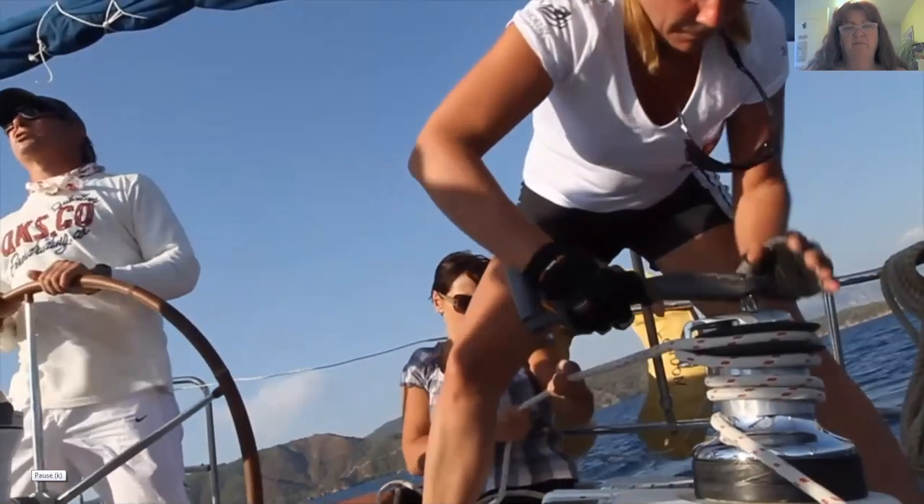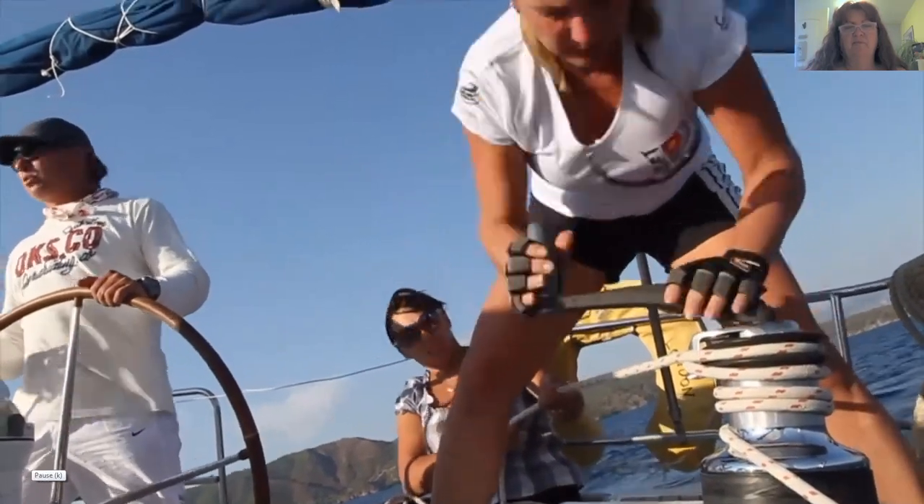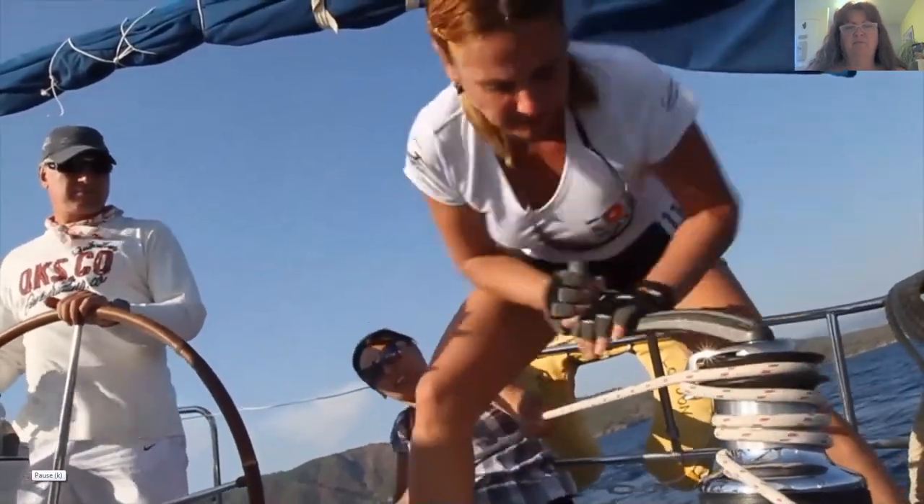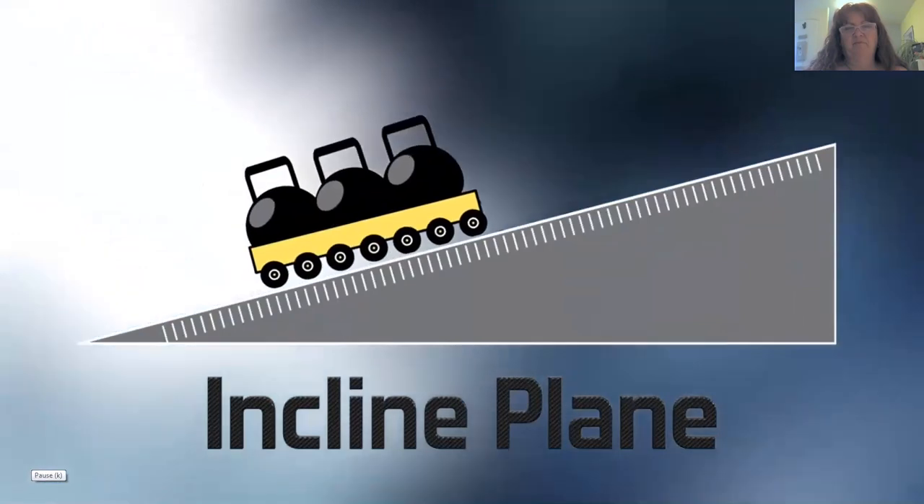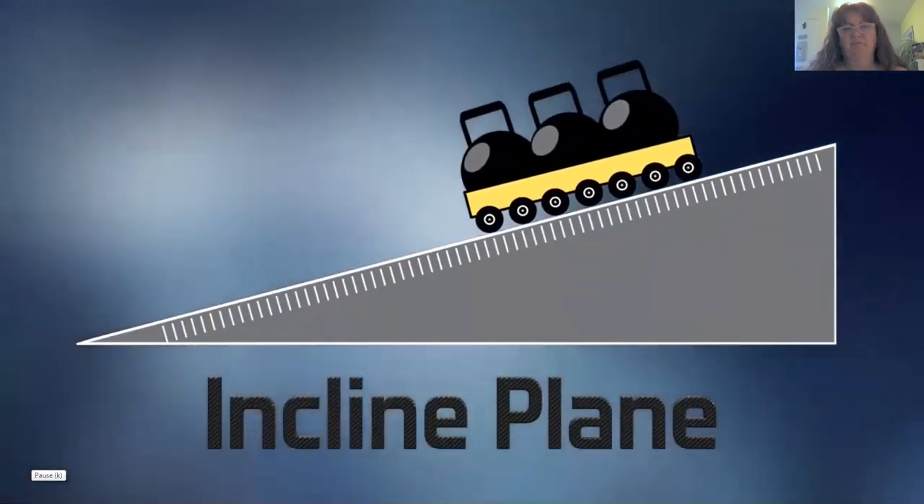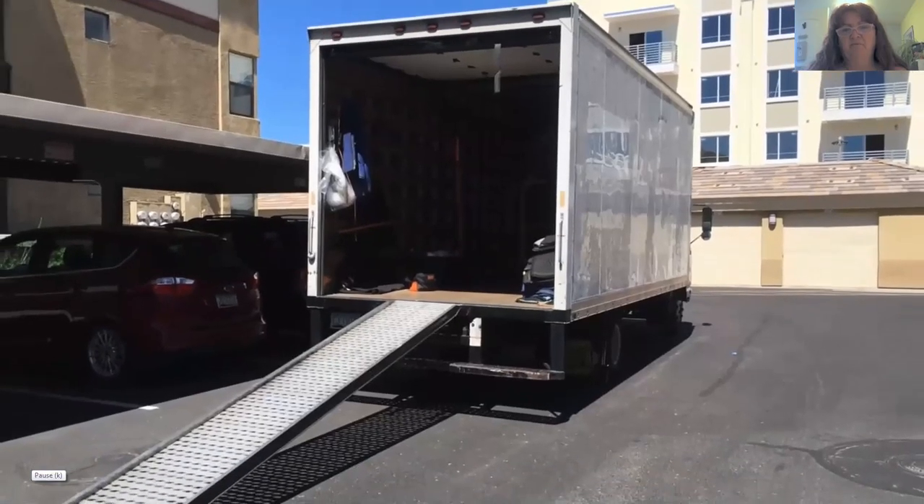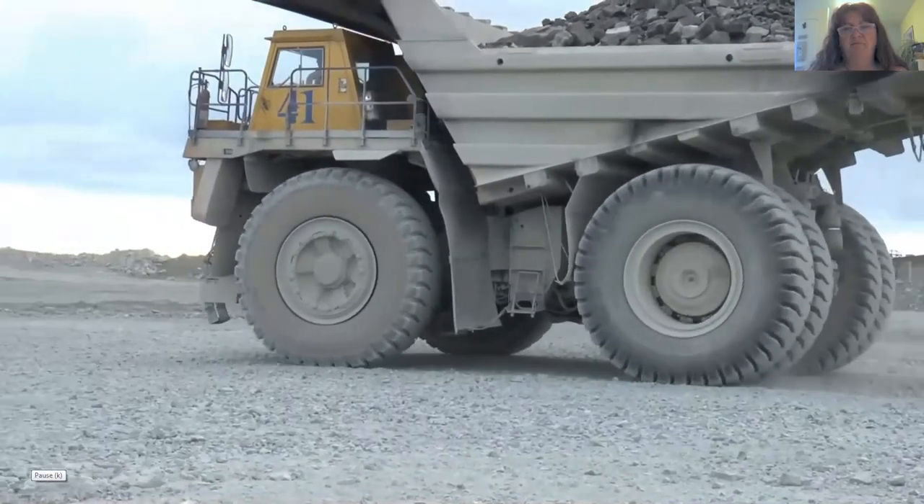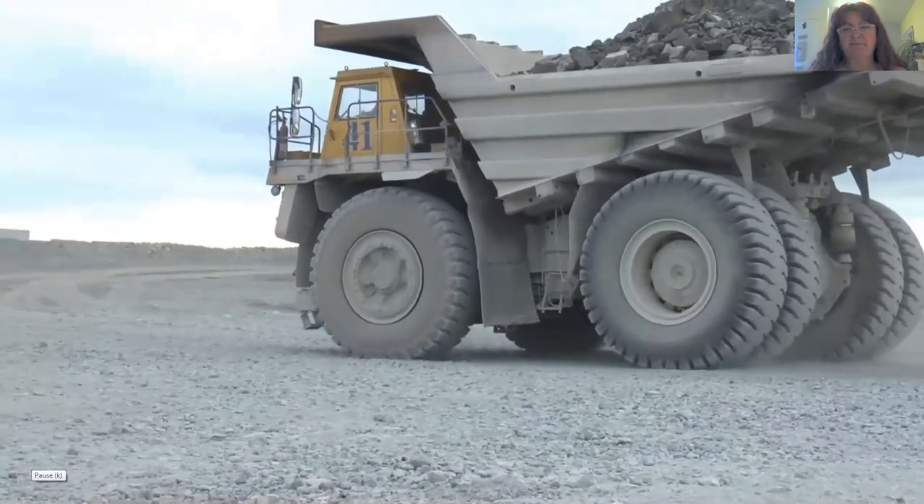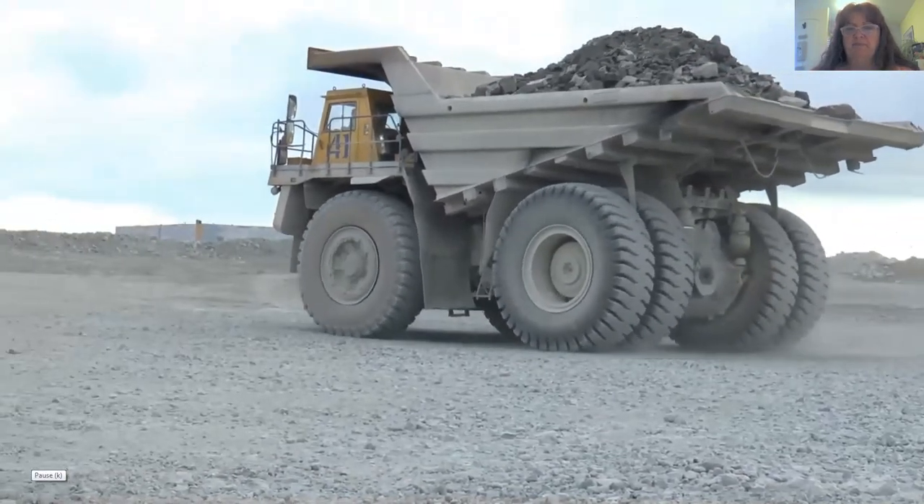Look at this person hoist a sail with a simple machine. She's doing more work with less effort. She's crossing the ocean with a simple machine. This is the inclined plane or ramp. It can be used to lift heavy objects from a lower level to a higher level. How much do you think this dump truck weighs? It weighs around 628 tons.